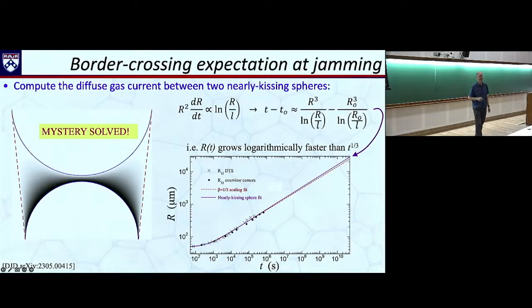Radius of curvature near the contact. In this case, capital R is the radius of the bubbles. So this is for nearly kissing spheres. So there is no plateau border. There's just spheres. So capital R is the radius of these spheres.